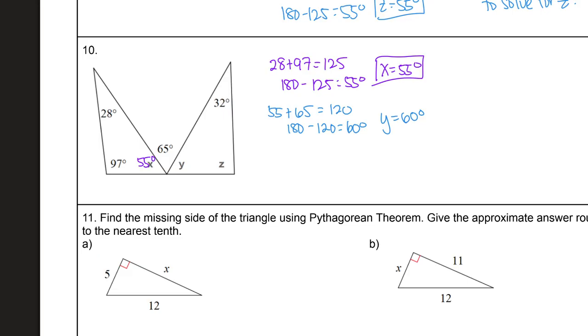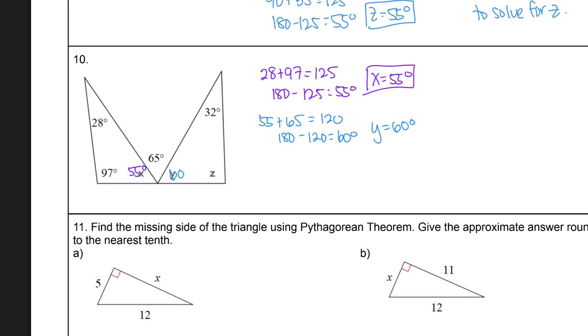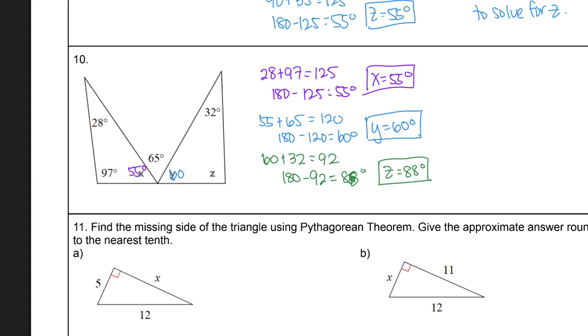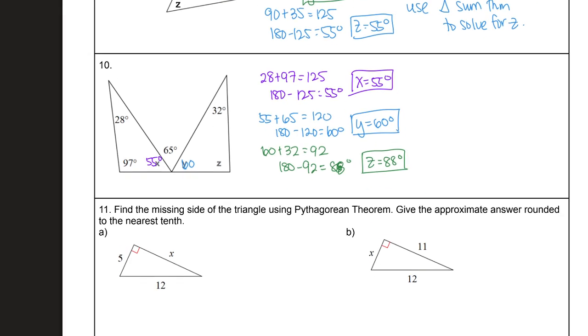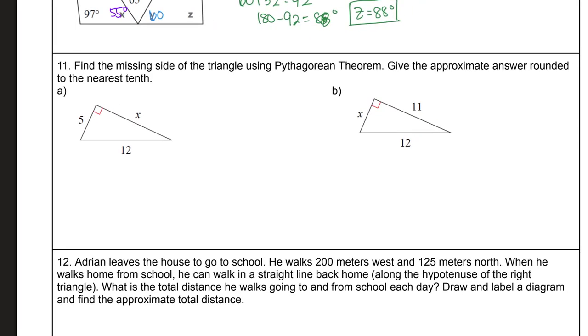All right, last one here. So if we know that y is 60, now we can use triangle sum theorem one more time. Do 60 plus 32, which is 92, and then subtract from 180, which is going to be 88 degrees. So z is equal to 88 degrees using triangle sum theorem. All right, number 11, we're using Pythagorean theorem.